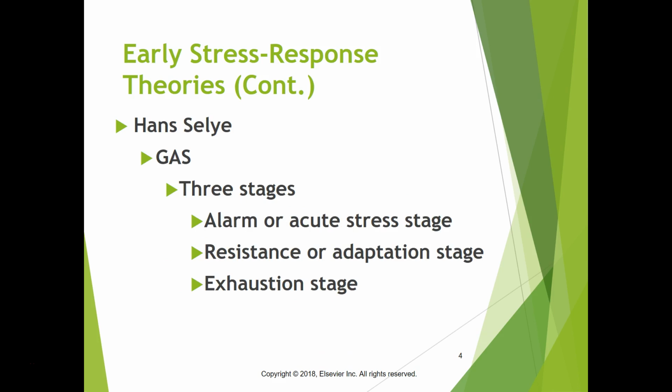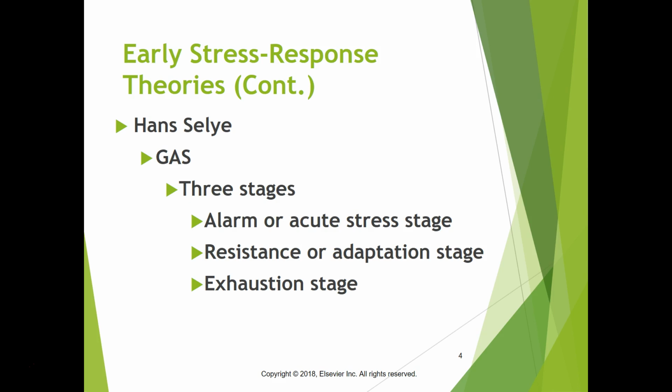So Hans Selye is another theorist, the general adaptation syndrome: the alarm or acute stress stage, the resistance or adaptation stage, and the exhaustion stage. The important thing to think about with this, and I'm not going to be asking you direct test questions about naming the theory or its different aspects, is how people respond to stress. At first you're in the alarm stage, you're heightened, you're reacting to whatever the stressful situation is, and then you adapt to the stress over time.